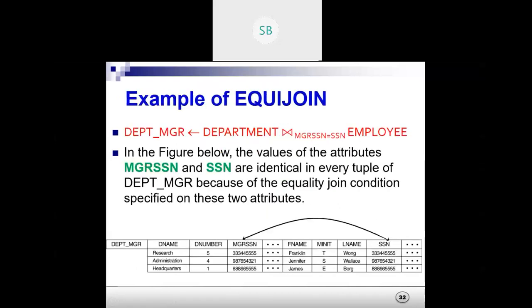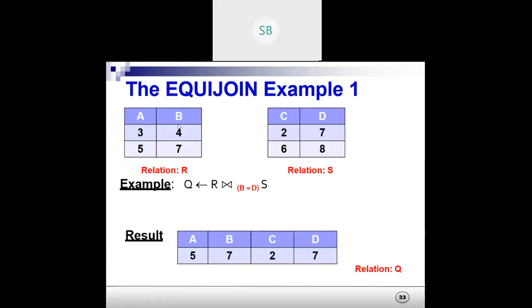Let me show you an example. Suppose we go for this equijoin. Two tables are there: table R has attributes A, B and table S has attributes C, D. Now we have the condition that B and D should be equal. For joining, we need B equal to D, but only in the second row do we find that B is equal to D. That is why that row is joined.